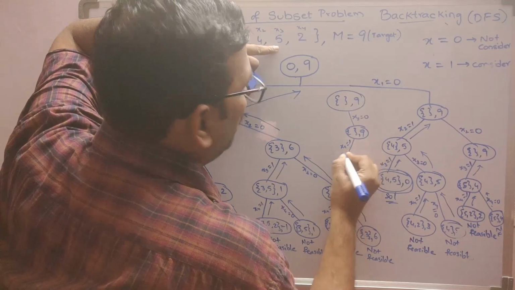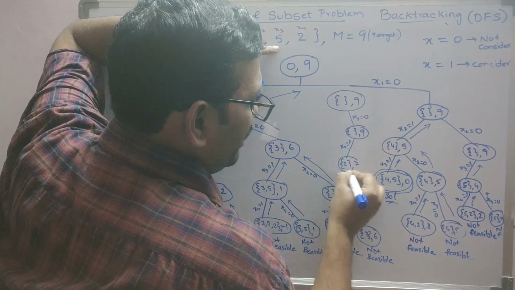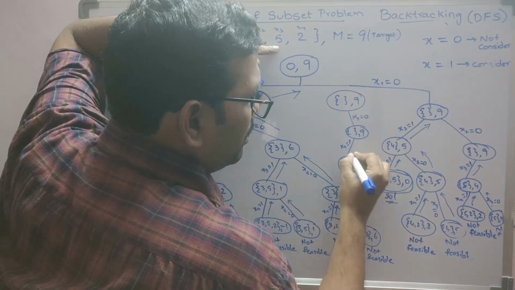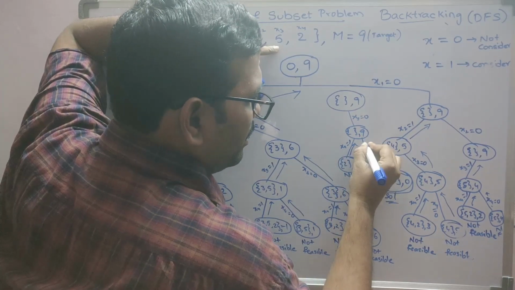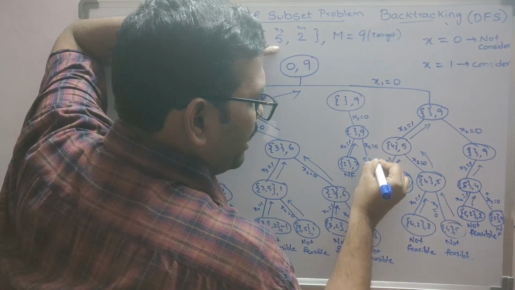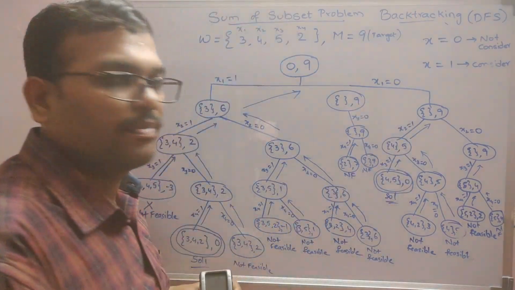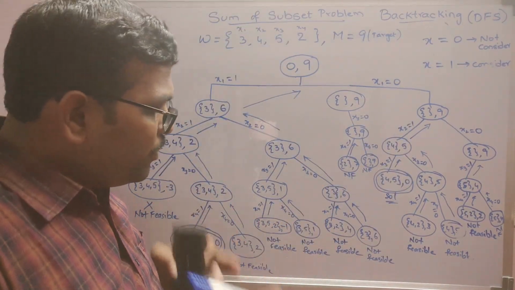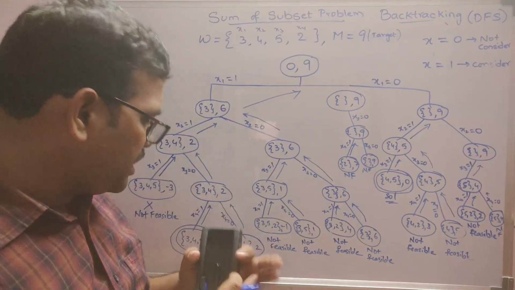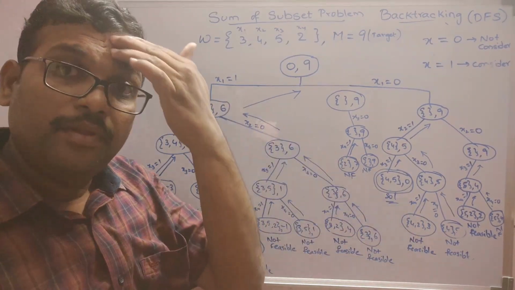So x4 is equal to 1. So it becomes 2 comma 7. It's not feasible. Backtrack, again x4 is equal to 0. It will be blank and 9, which is not feasible. So we are having only two possible solutions. One is 3, 4, 2 and the other is 4 comma 5.